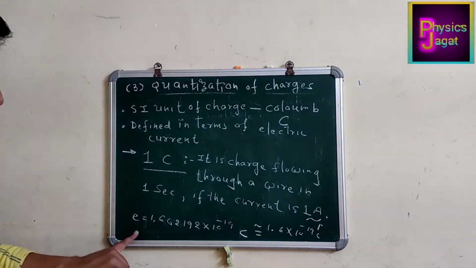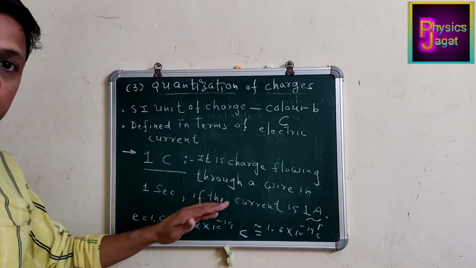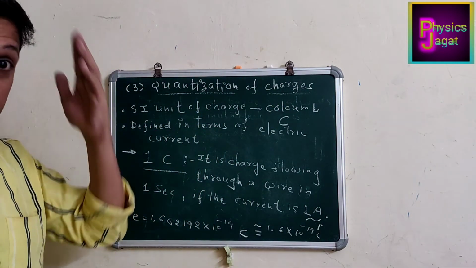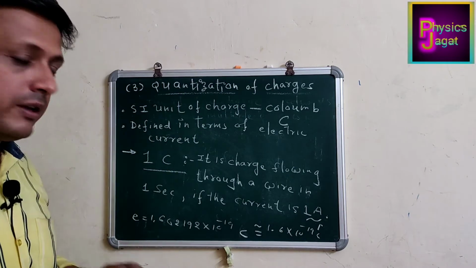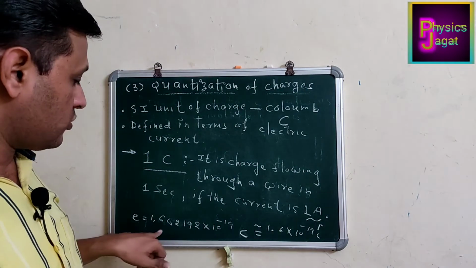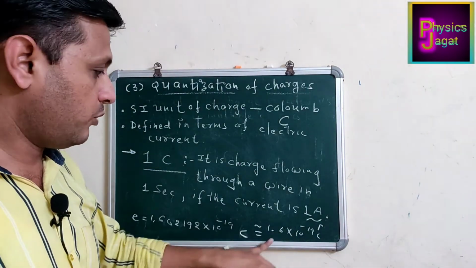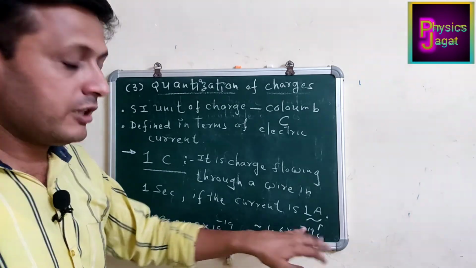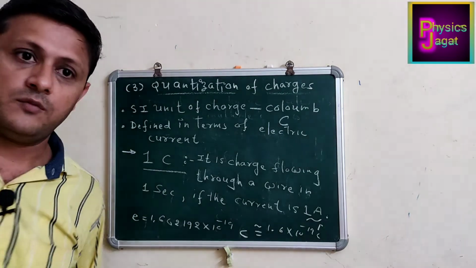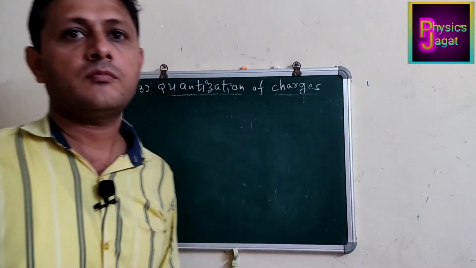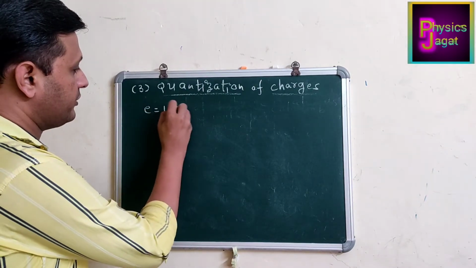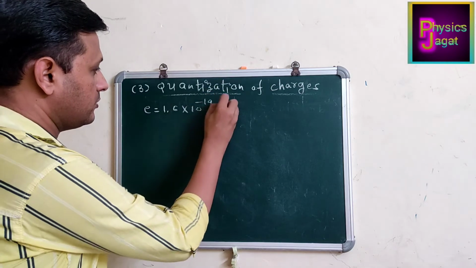The value of E, which you must remember until you study physics, is 1.602192 times 10 to the power minus 19 coulomb, a very small value. For numerical problems you can take this value as 1.6 times 10 to the power minus 19 coulomb. In numericals it will be very useful and helpful. So now we have the value of E as 1.6 times 10 to the minus 19 coulomb.